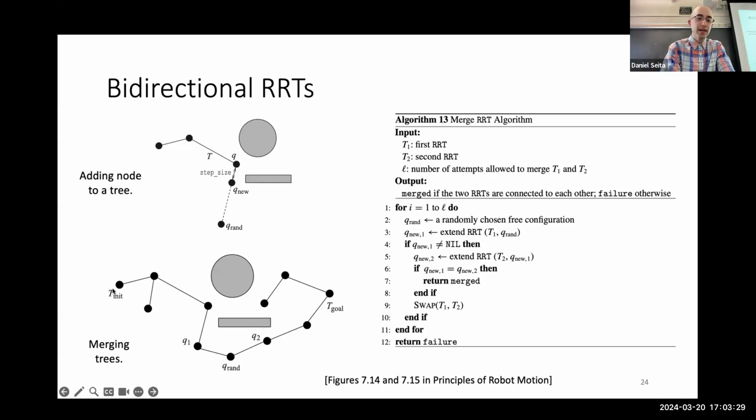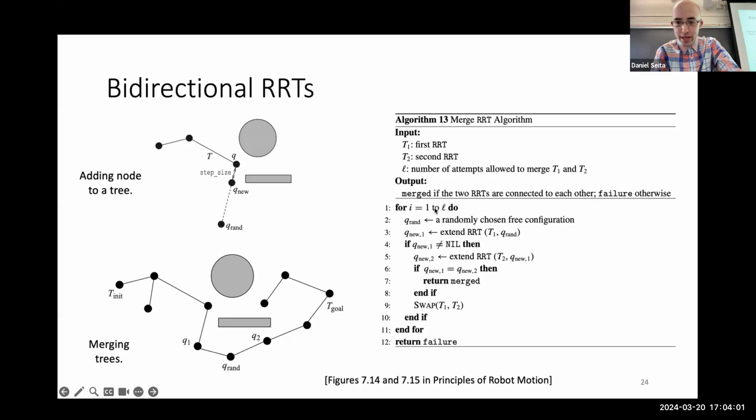Now, the way to merge the tree, imagine you have your initialization and then your goal pose. And then those are two trees. You grow them backward. You grow both of them. And QRAND is the point that you sample, and then you merge it if it's within some distance to both trees in some sense. And then if you have that, then you automatically have merged the trees.